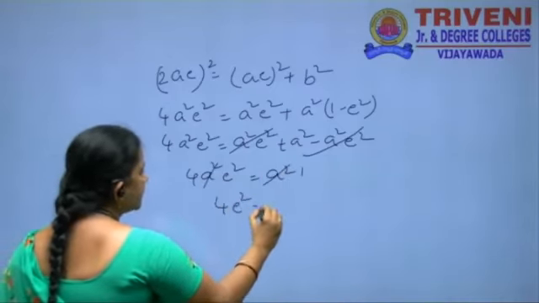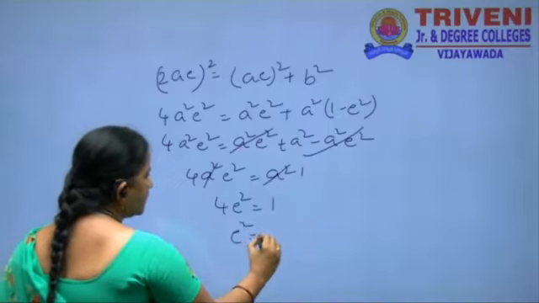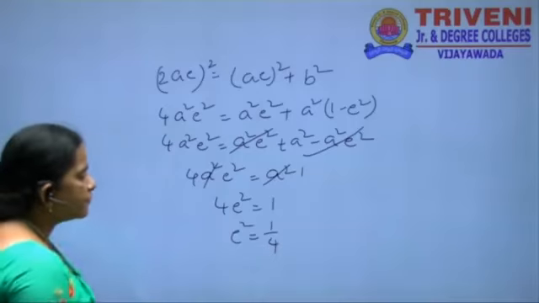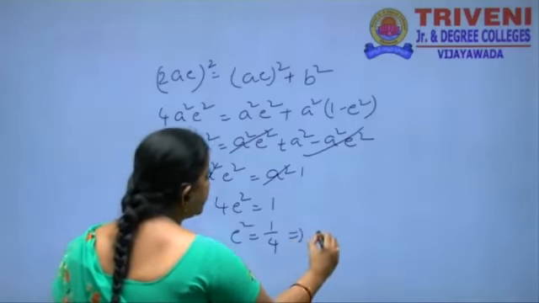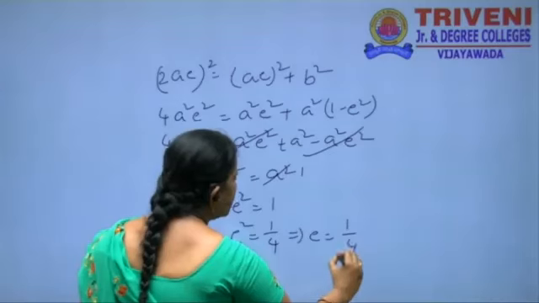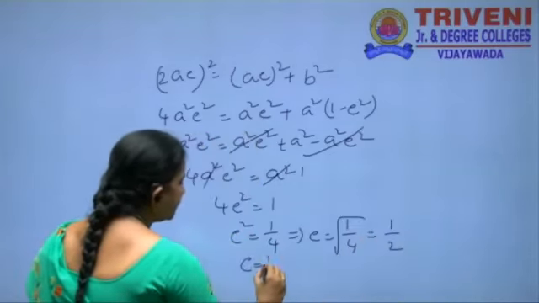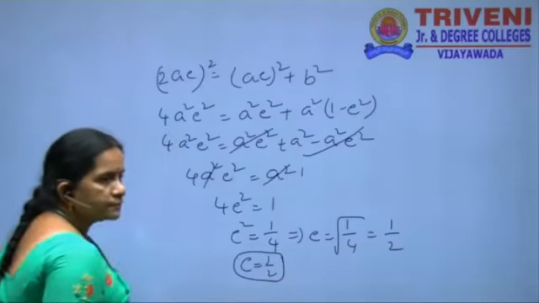4e square is equal to 1. e square is equal to 1 by 4. Then the value of eccentricity is square root of 1 by 4, that is equal to 1 by 2. The value of eccentricity is 1 by 2.